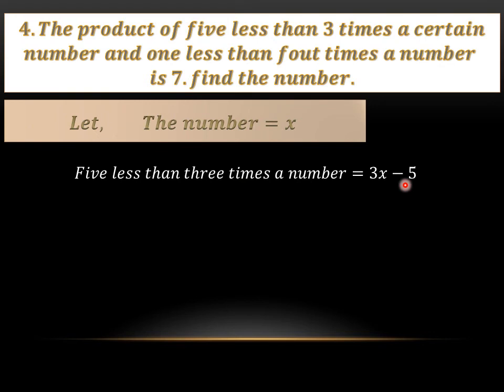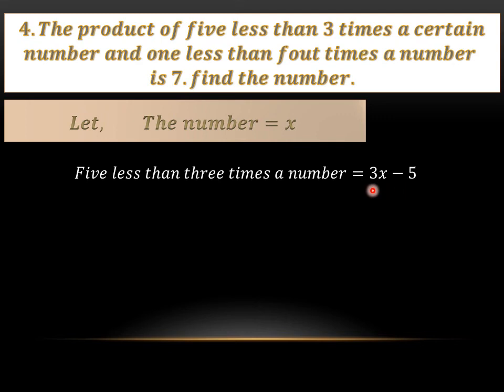Whenever we have to subtract a certain number from a number, we will write the second part first, which is 3 times a number, as 3x, and then we will put the minus sign and 5 will be written afterwards, because always we have to subtract that digit from the number, so the number is written first.